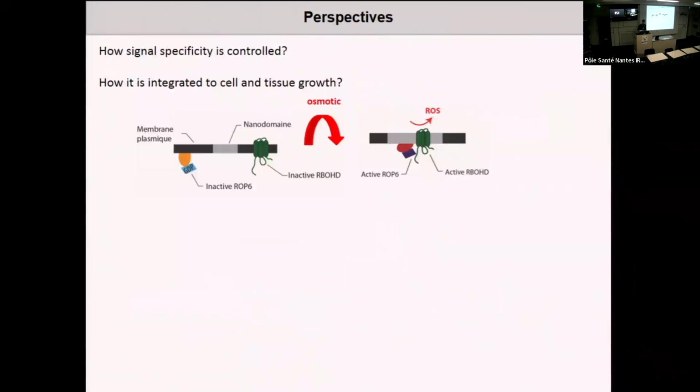So what comes next for us? The two main questions that we are trying to push are how the signal specificity is controlled, which we are working on at the moment, and, obviously, we would really love to take this knowledge and push it more in terms of development. So what is the impact, at least on cell growth? That's something that we are trying to do.